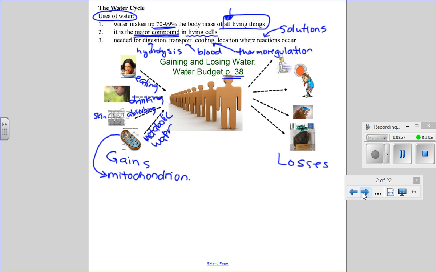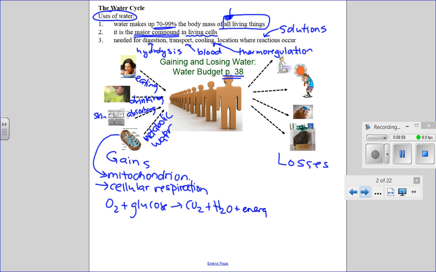So in a mitochondrion, what happens? Cellular respiration. So what's the reaction for cellular respiration? Well, we know oxygen and glucose produce CO2 and water and energy. And look at this. Water. I just produced water in a metabolic reaction. So metabolic water is water that is produced by a reaction that's occurring inside the organism's cells.